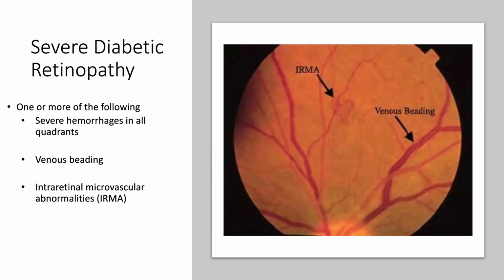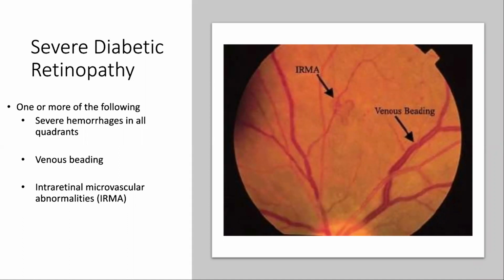There's something called venous beading. If we look in the picture, the darker red vessels in your retina are the veins. And when they start to look like sausage links, that's called venous beading. So it's kind of focal narrowing and then widening back out. That's a higher risk characteristic too of potential vision loss in the future.